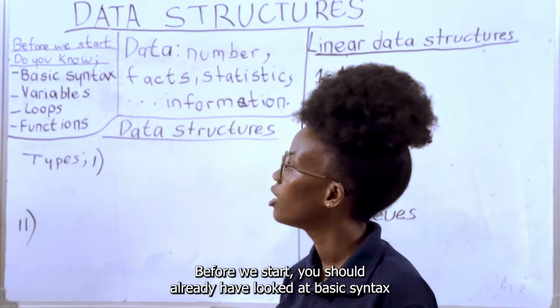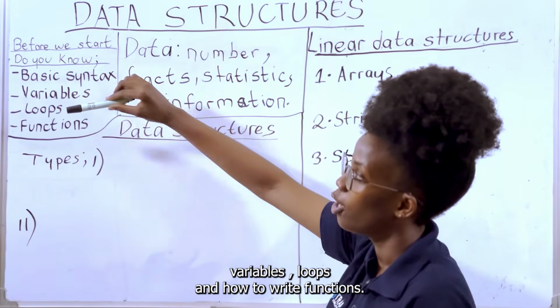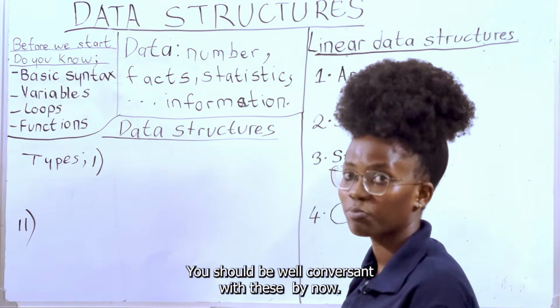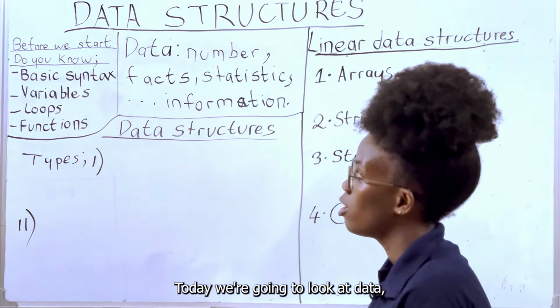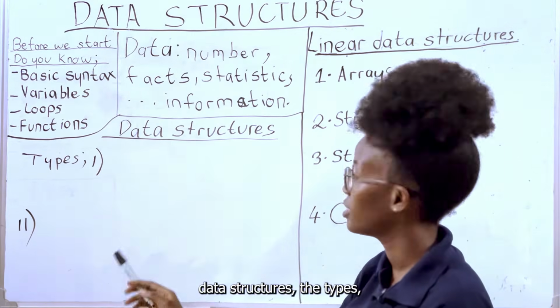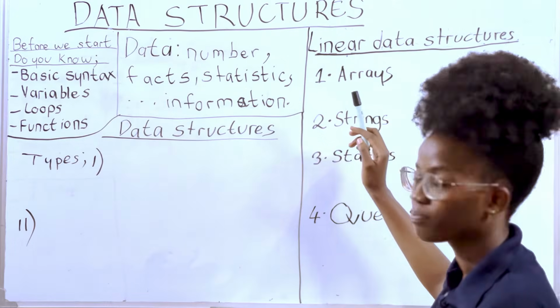Before we start, you should already have looked at basic syntax, variables, loops, and how to write functions. You should be well conversant with these by now. Today, we're going to look at data structures, the types, and we will focus on one particular type.